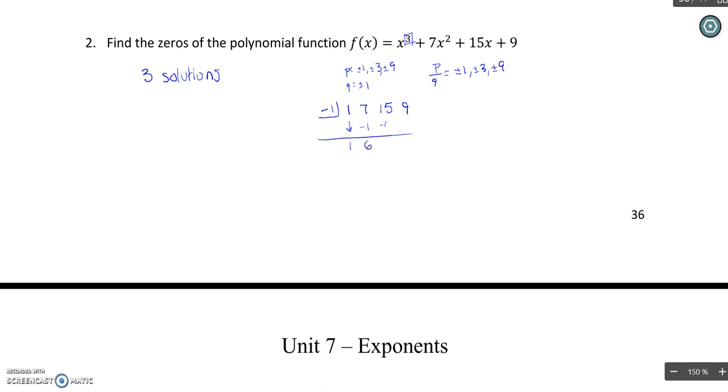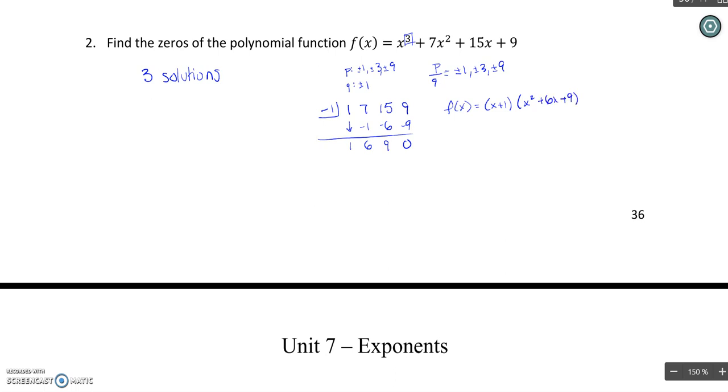There's 6, negative 6. There is 9, negative 9, 0. So luckily negative 1 works. So when I rewrite now, f of x equal to x plus 1, that comes from the negative 1 working. And what I would be left with is x squared plus 6x plus 9.